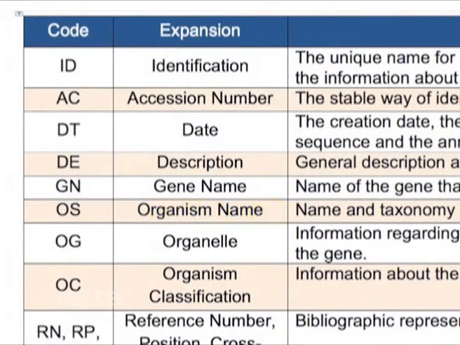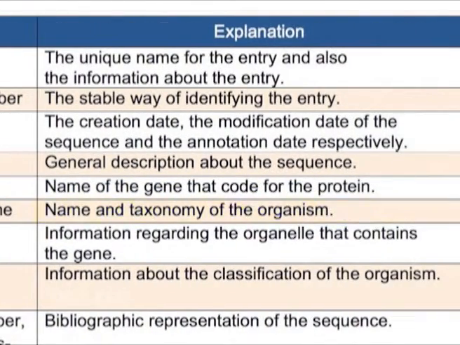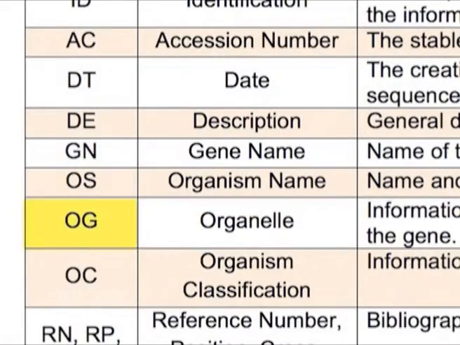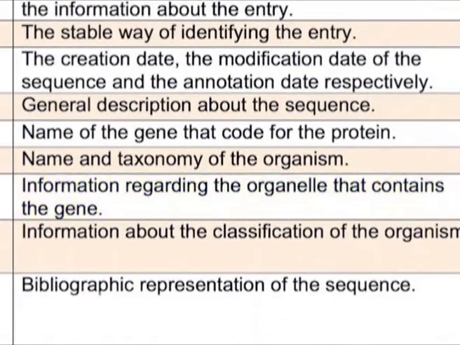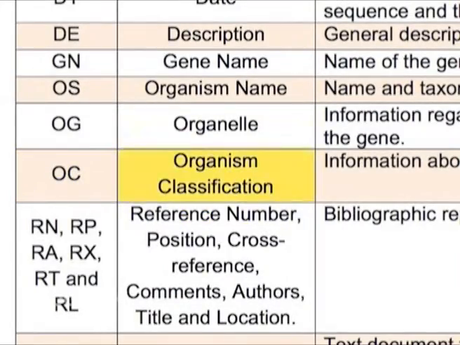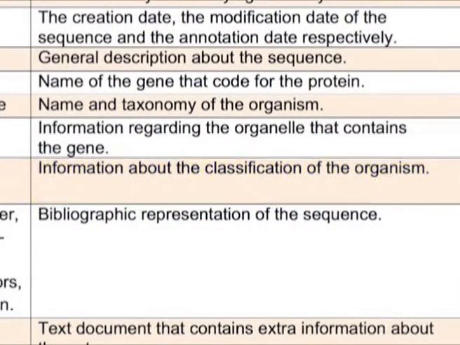OS is the organism name, the name and taxonomy of the organism. OG is the organelle, information regarding the organelle that contains the gene. OC, organism classification, information about the classification of the organism.